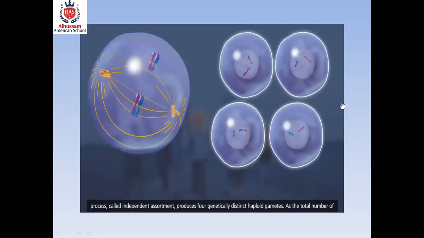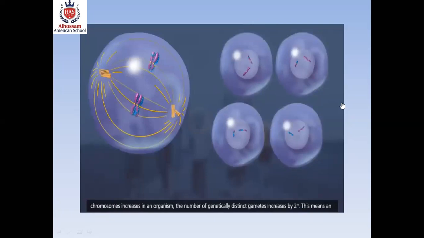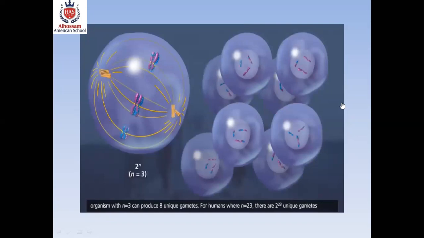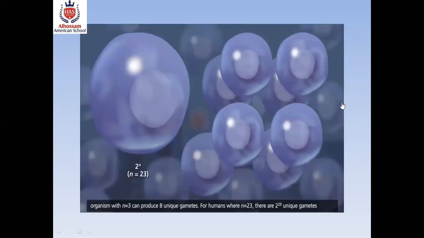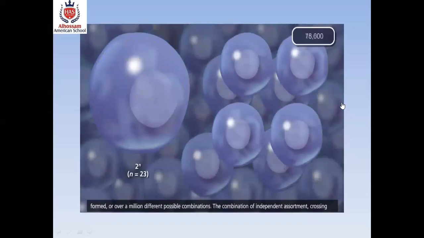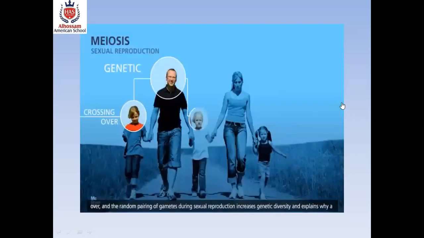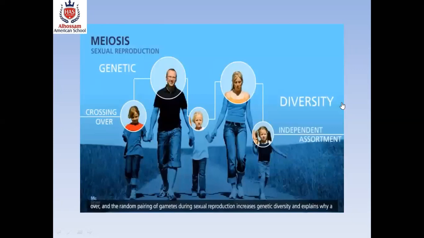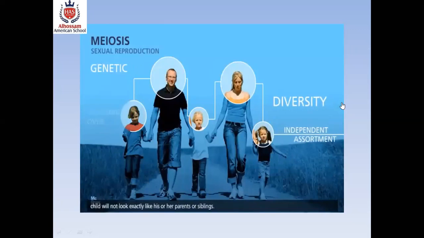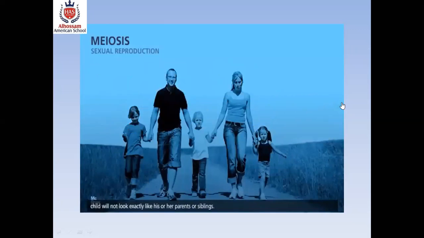As the total number of chromosomes increases in an organism, the number of genetically distinct gametes increases by 2 to the nth power. This means an organism with n equals 3 can produce 8 unique gametes. For humans where n equals 23, there are 2 to the 23rd power unique gametes formed, or over 1 million different possible combinations. The combination of independent assortment, crossing over, and the random pairing of gametes during sexual reproduction increases genetic diversity and explains why a child will not look exactly like his or her parents or siblings.